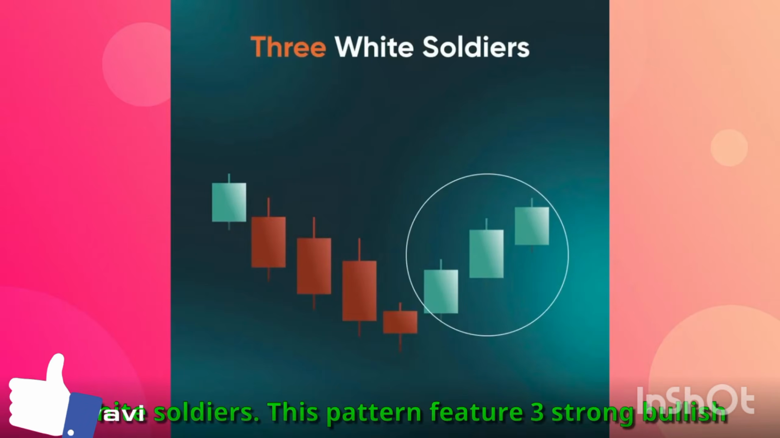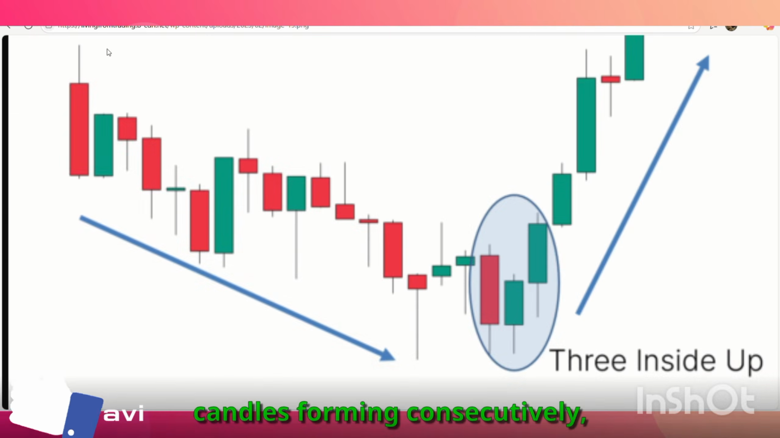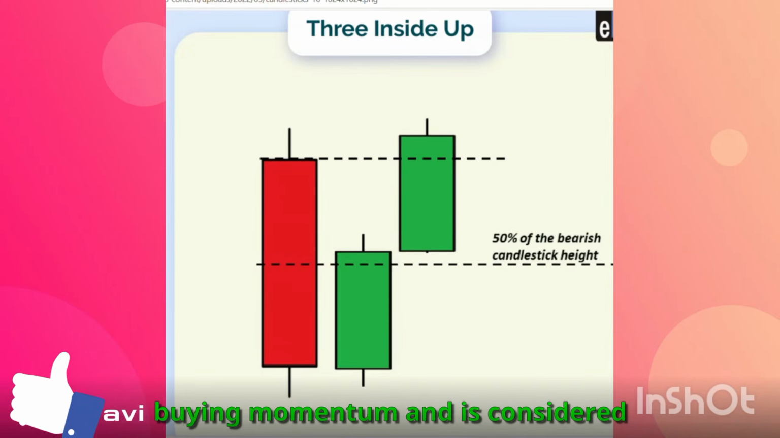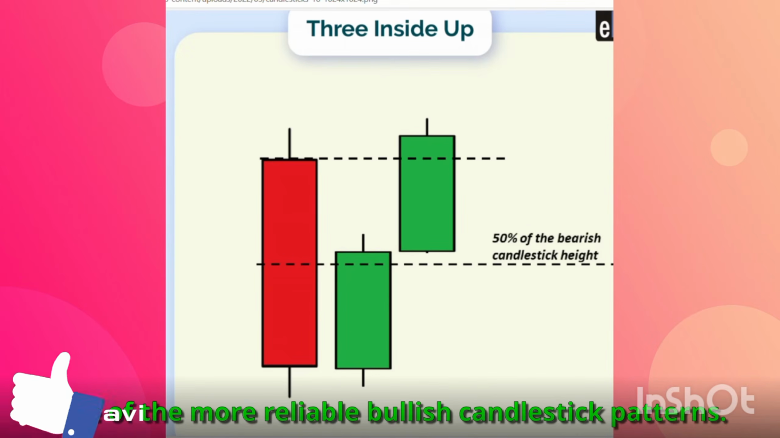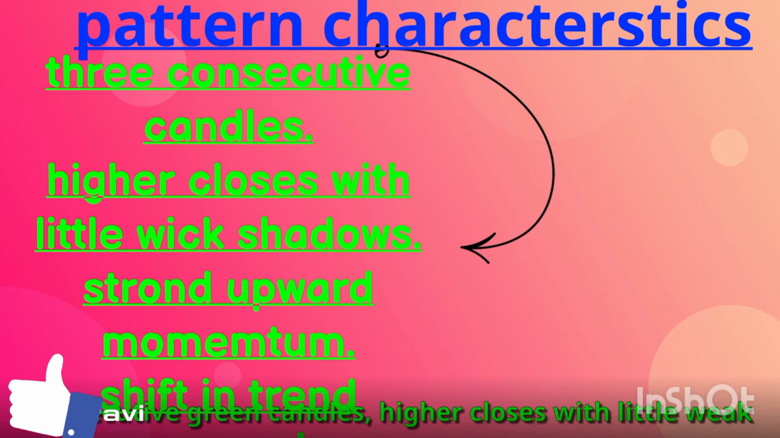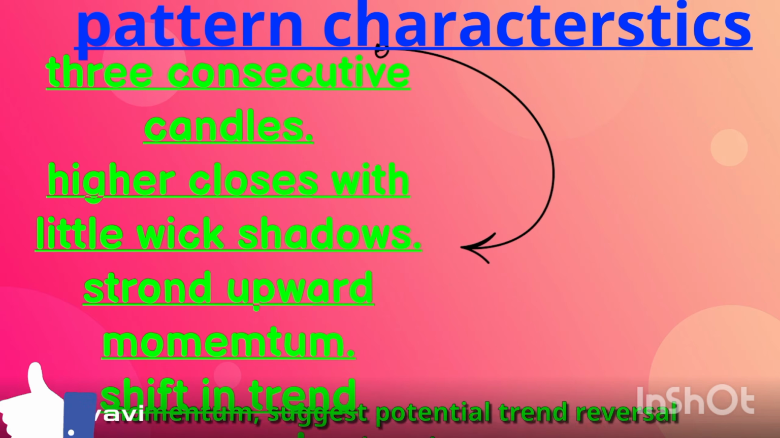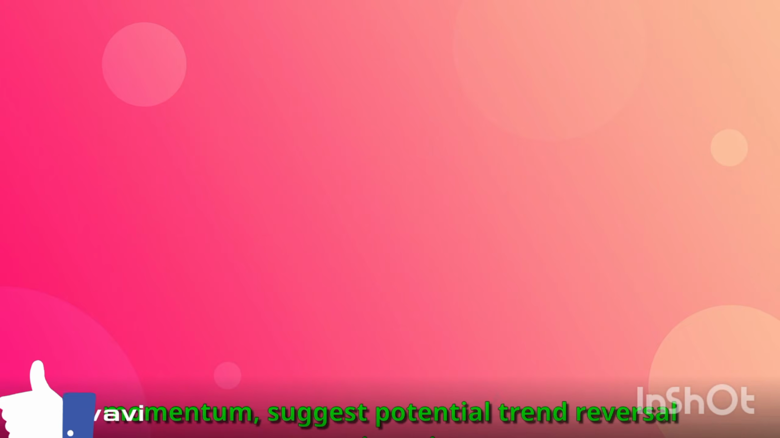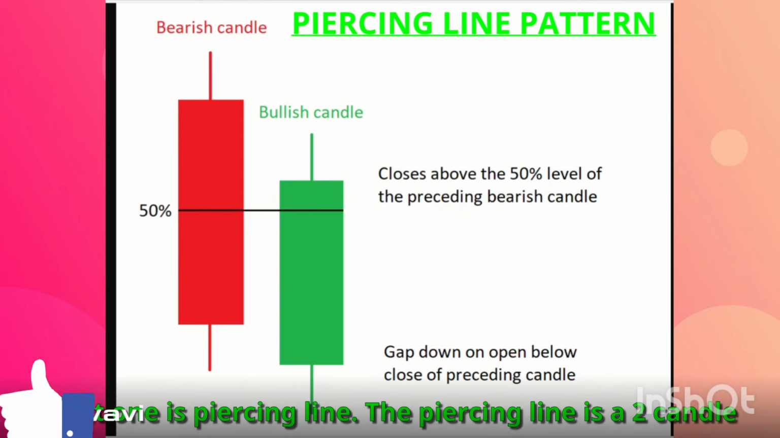Three white soldiers. This pattern features three strong bullish candles forming consecutively, each closing higher than the last. It represents sustained buying momentum and is considered one of the more reliable bullish candlestick patterns. Pattern characteristics: three consecutive green candles, higher closes with little wick shadows, indicates strong upward momentum, suggests potential trend reversal or continuation. Next one is piercing line.